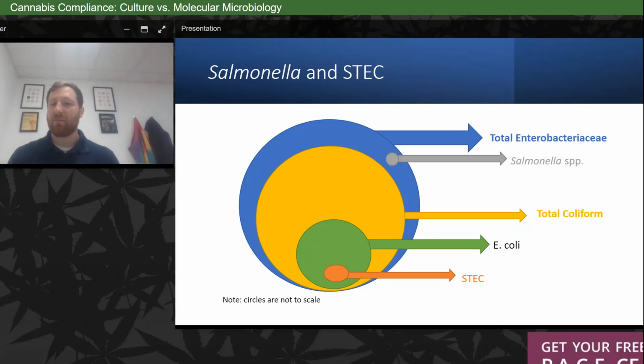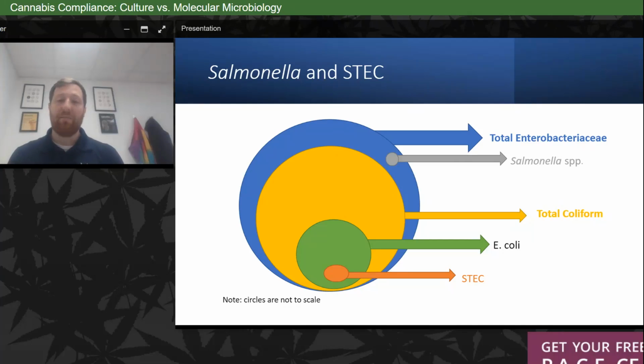In the smaller circle, we have Escherichia coli. There are so many different strains of E. coli. In cannabis, more often than not, we test for STEC, which is the Shiga toxin-producing E. coli strains. You will see that some states do have a threshold test for generic E. coli. Looking at the diagram here, that would be just those green circles.